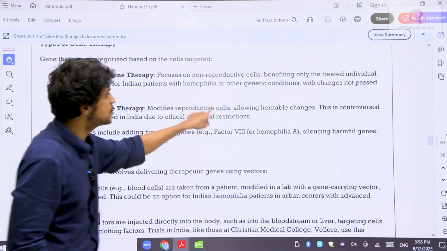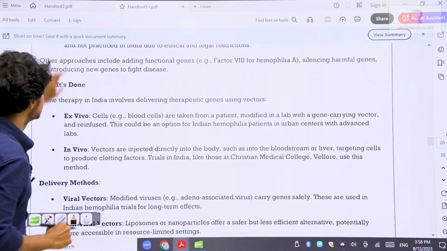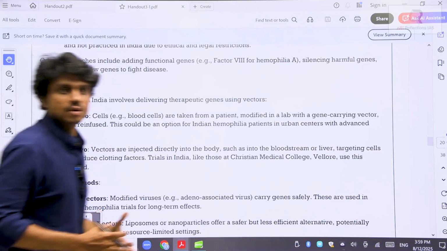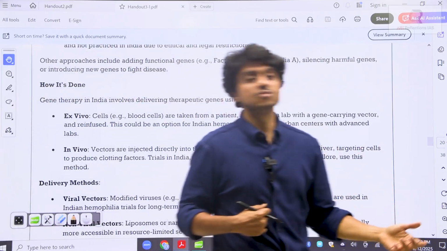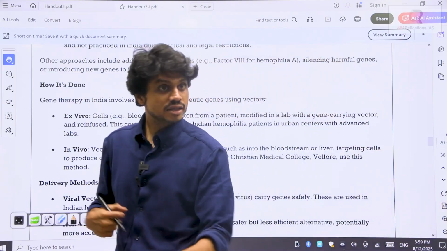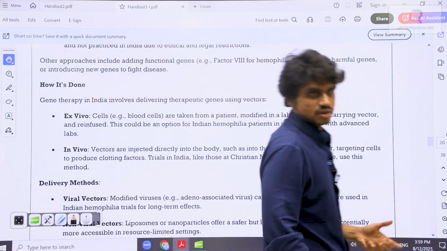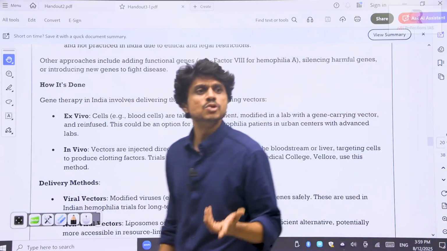Germinal gene therapy modifies the reproductive cell, so the change can be transferred to the next generation. Ex vivo and in vivo: ex vivo means I am taking out the cells. We have discussed CAR T cell therapy, where T cells are taken out and modified so that they target the cancerous cells. T cells are known for immunity, fighting infections.